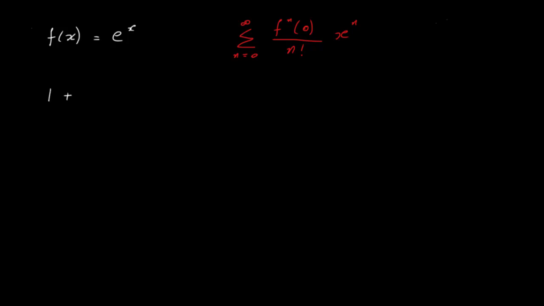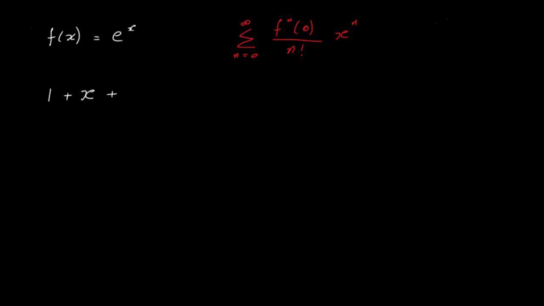Let's look at n equal to 1. So now we want the first differential of our function, which is just going to be e to the power of x. Remember our x is 0, so it's going to be e to the power of 0, which is 1. On the bottom here we have 1 factorial, which is 1, and then we'll have x to the power of 1. So it's just 1 times x to the power of 1, which is just x. Okay, so our second term is just going to be x.